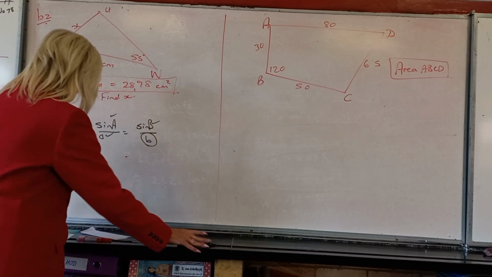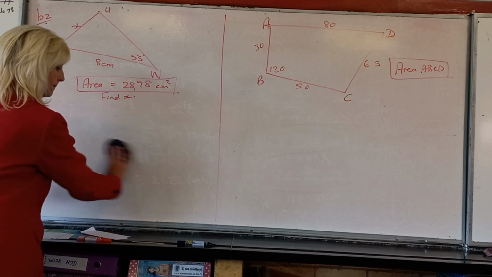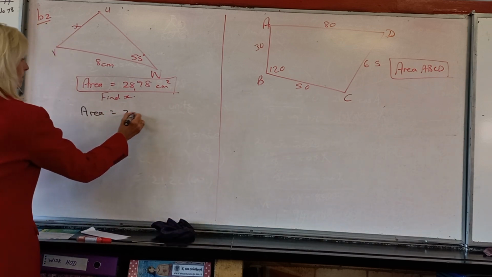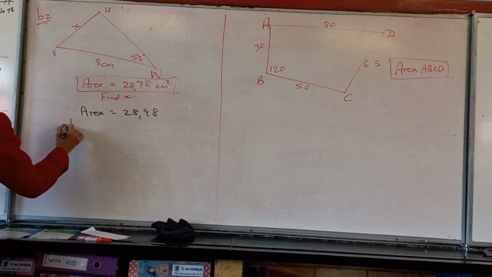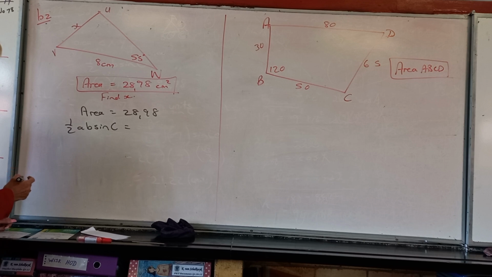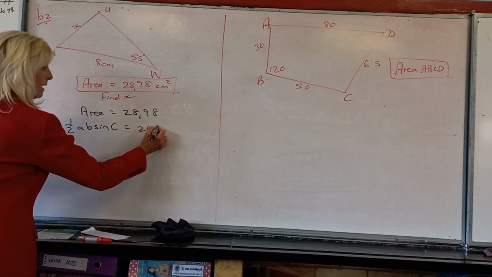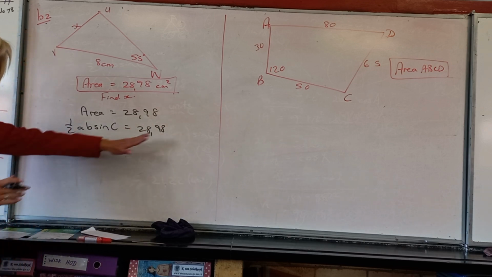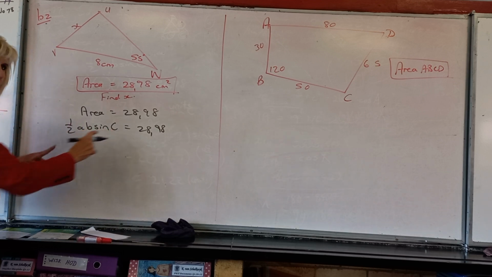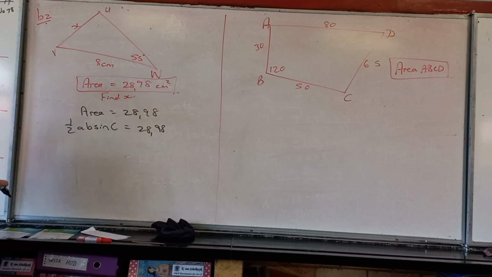Let's have a look at the area rule. What does the area rule say? Half A, B, and C means I've got to have two sides and the included angle, but this time I have the answer. So if any one of the 3 things that are working together is unknown, I can work it out. What do I have?